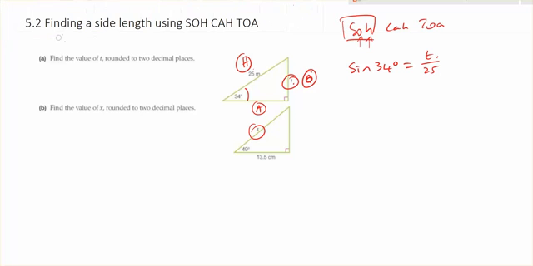What happens here is this cancels with the divide 25. So we're left with t equals 25 sine 34 degrees. Now, how I actually do that is I need to use a calculator.